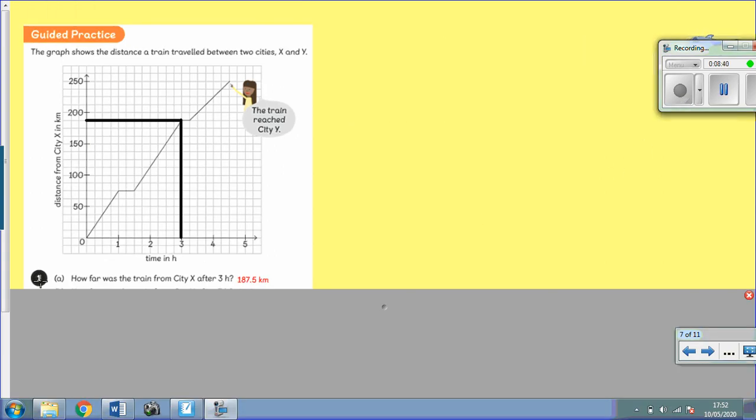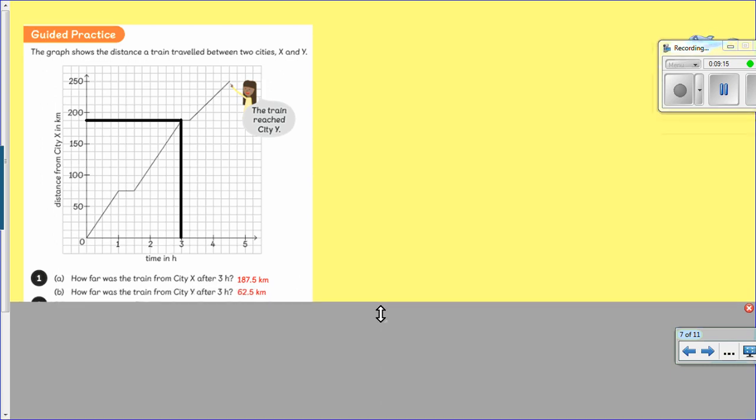Okay, here's the first question. How far was the train from City X after 3 hours? So I've taken my ruler and put on the 3 hours a line going all the way up to where the graph line is. Then I've taken it across to the y-axis, and you can see that it's the 1, 2, 3rd step after 150. The first step after 150 would be 162.5, then 175, and this then would be the 187.5 kilometres, which that's the answer there.